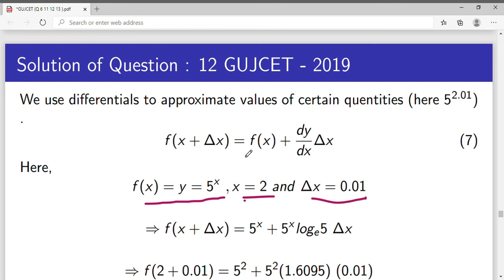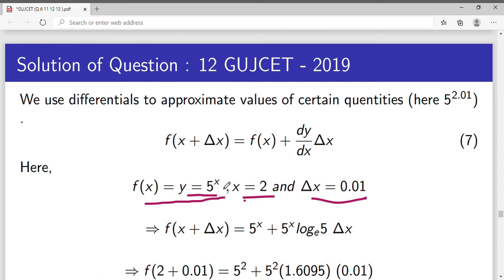Now use this definition: f(x plus delta x) is equal to f(x) plus dy/dx into delta x. According to this equation, find all the values. First, f(x plus delta x) equals f(x), and f(x) is 5 raised to x, plus here dy/dx. dy/dx means here we do the derivative of this, so the derivative of a raised to x.